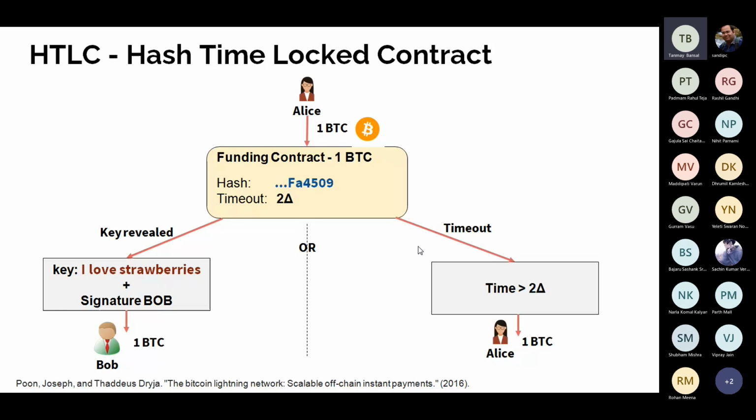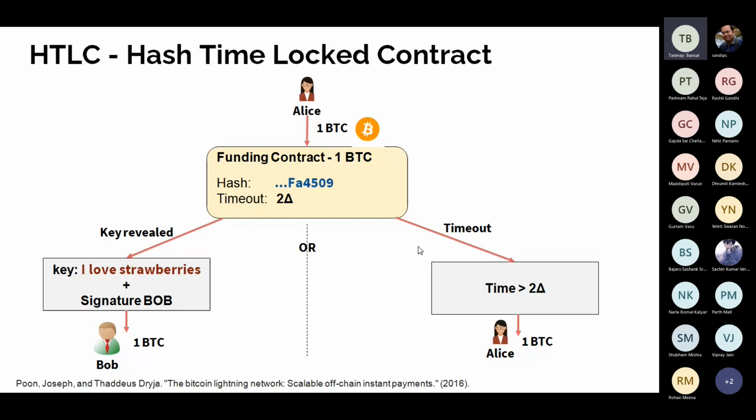But if the key is not revealed, or even if the key is revealed for some reason but Bob has not made the claim, and the timeout occurs, that means 2 delta time has passed since Alice created the contract, then this money will go back to Alice.